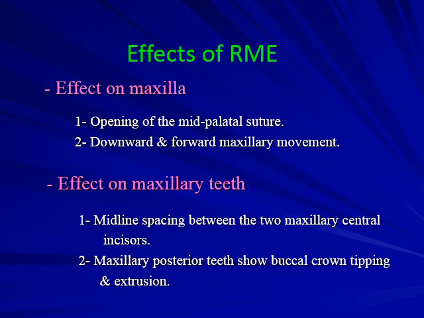When we do rapid maxillary expansion, what happens? Rapid maxillary expansion has both skeletal and dental effects. On the maxilla, as we said, it causes separation of the two palatal bones and opening of the mid-palatal suture. It also causes downward and forward movement of the maxilla. On the maxillary teeth, a diastema appears in the midline between the two maxillary central incisors. The crowns of the maxillary posteriors become buccally tipped and the teeth become extruded.